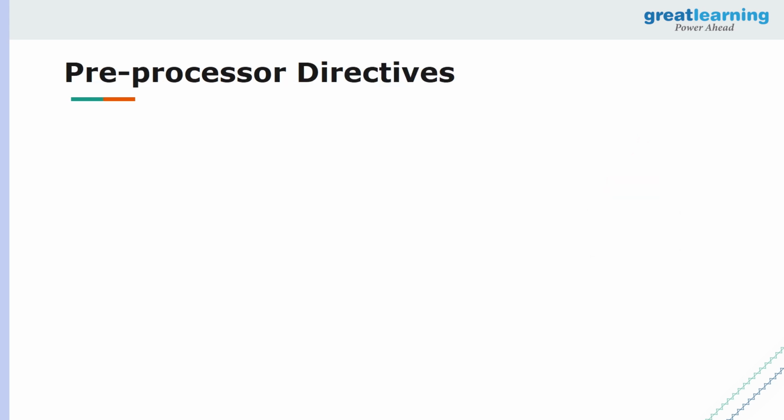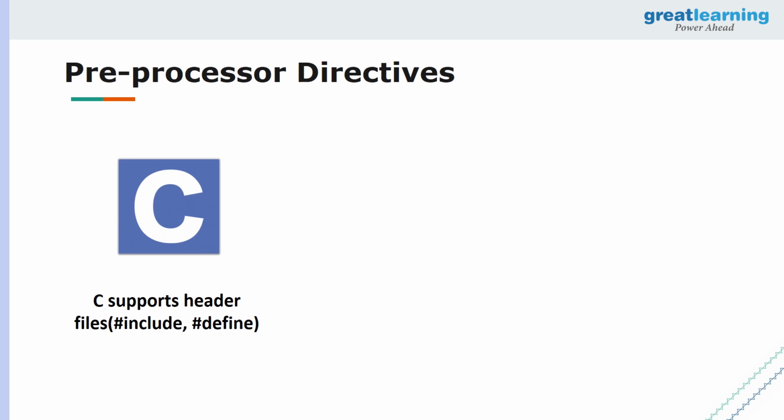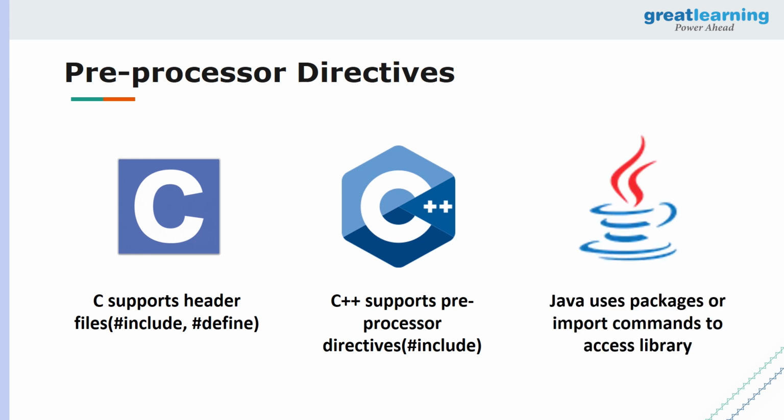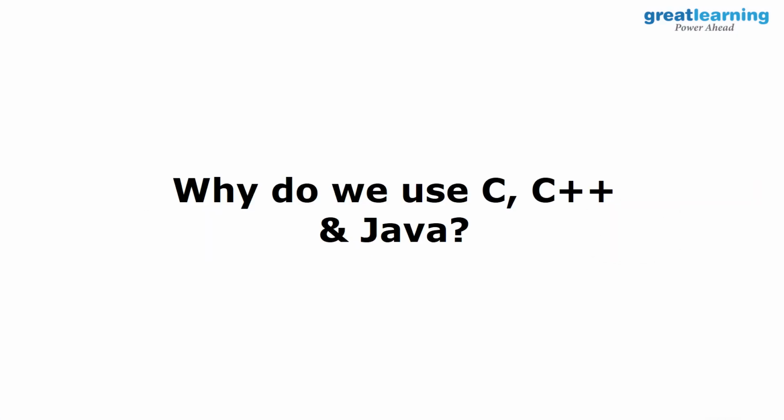Let's talk about preprocessor directives. When it comes to preprocessor directives, C supports header files, which is hash include, hash define, etc. Same goes for C++. C++ also supports preprocessor directives like hash include. And Java does not support preprocessor directives, but it supports something similar, which is packages or import commands to access libraries and packages. Now we have seen all the conceptual differences between these three languages.